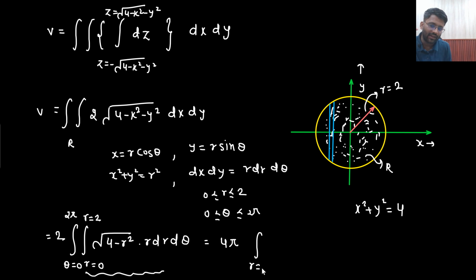Now I will be left with r going from 0 to 2, under root 4 minus r square, into r dr. So this is the integration I that we need to solve: r going from 0 to 2, under root 4 minus r square, r dr.